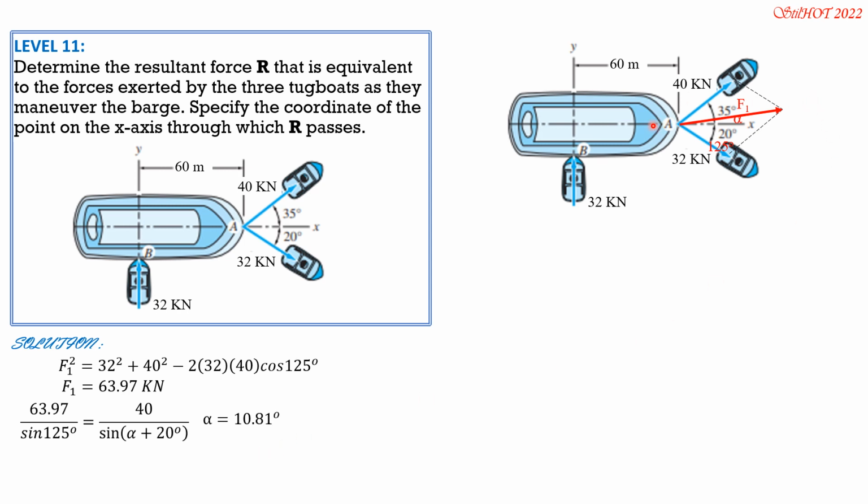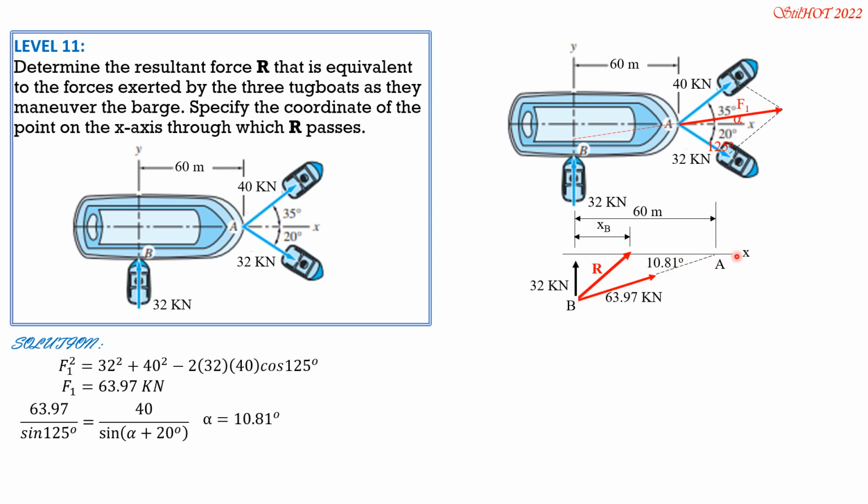So to analyze, let's draw F1 and its extension, and let's draw another figure here. So this is F1, 63.97 kilonewtons. It intersects somewhere here at B. This is the 32 kilonewton load, upward, up and to the right. So therefore, this is the resultant.